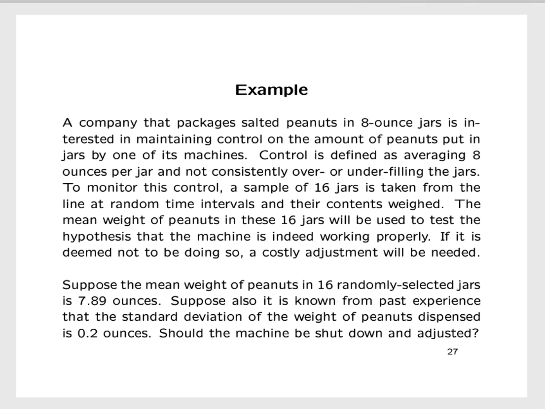The mean weight of peanuts in these 16 jars will be used to test the hypothesis that the machine is indeed working properly. If it is deemed not to be, then the machine will be shut down and a costly adjustment will be needed. Suppose that the mean weight in 16 randomly selected jars is 7.89 ounces, and that from past experience the standard deviation of the weight of peanuts dispensed by the machine is 0.2 ounces. Based on this data, should the machine be shut down and adjusted or recalibrated?